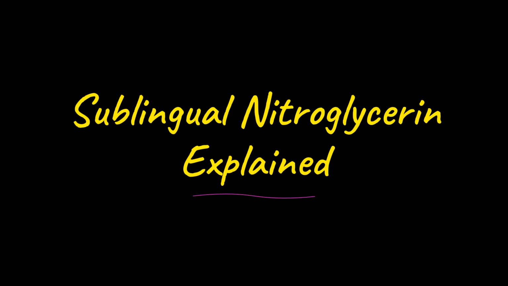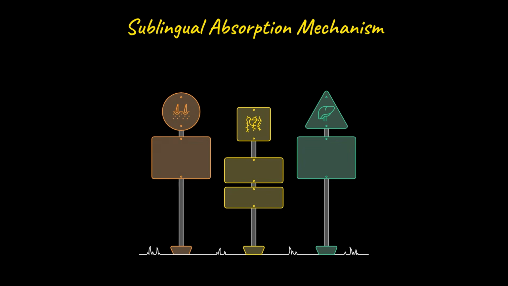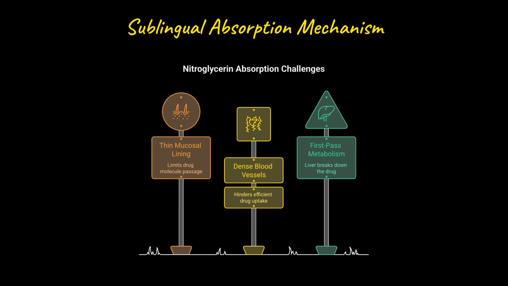Sublingual nitroglycerin is a fast-acting rescue treatment for angina, the crushing chest pain that occurs when the heart muscle isn't getting enough blood. Understanding why this route works so well starts with how the drug reaches the bloodstream. The lining under the tongue is thin and richly supplied with blood vessels. A tablet placed there dissolves and passes its drug almost directly into the bloodstream within minutes, completely bypassing the digestive tract and the liver's first-pass breakdown that would destroy most of the dose.